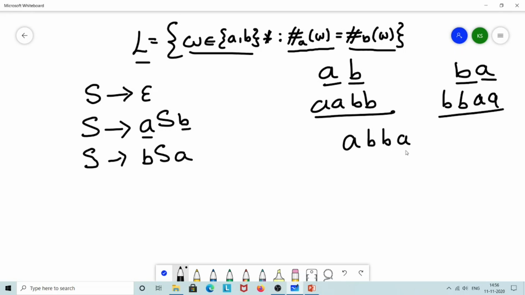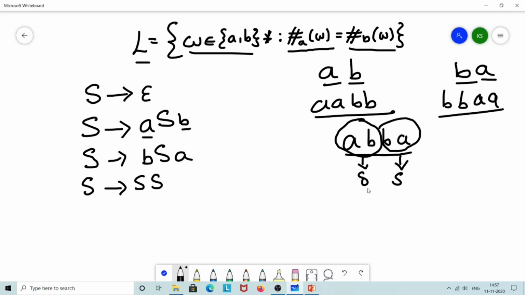So what rule can I apply? Can I apply any rule from the existing rules? I cannot, because this has one a and one b, and this has one b followed by an a, right? With the existing rules, I cannot derive this, but this is totally valid as per the definition. So I should have one more rule in my grammar, that is S gives SS. Using this rule, I should be able to generate strings of this kind. I can evaluate this into one S and the other into ba, with another S, right? Okay.